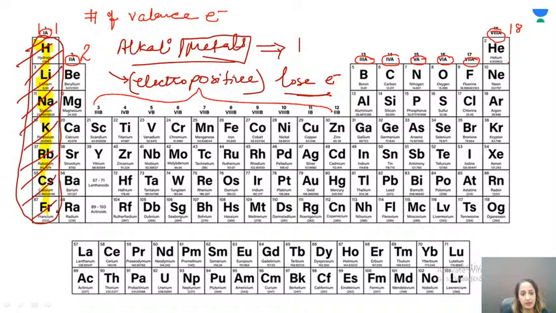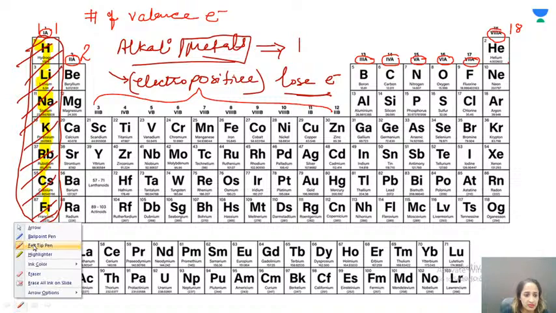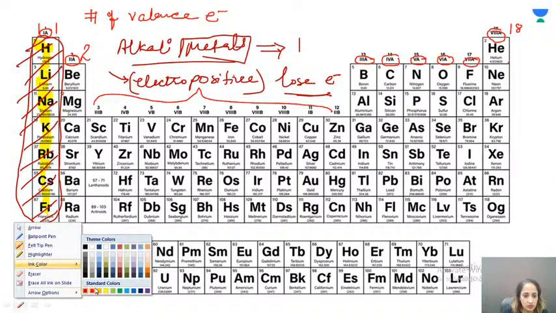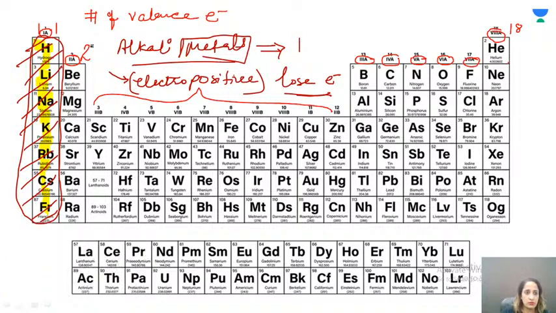So I will cover the whole periodic table this way. I will go over the whole periodic table, what the elements are and what we call them, and all those things. Next we will move on to group number 2.